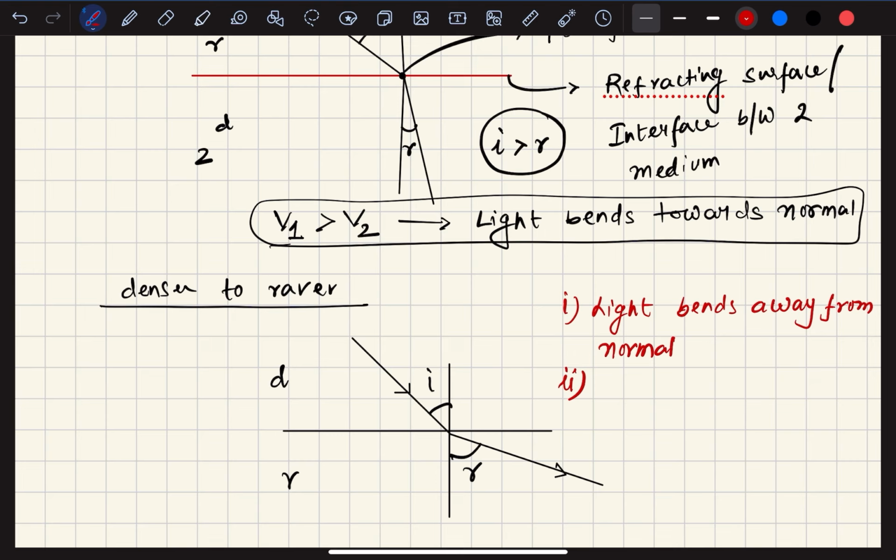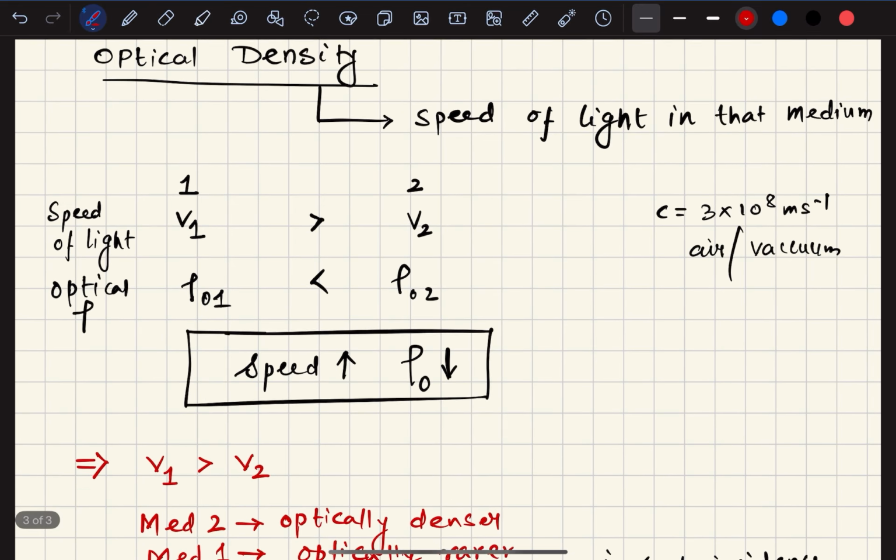Number 2, light speed increases. That is, V2 is more than V1. Tick. Number 3, angle of refraction is more than angle of incidence. So these are the 3 things that are happening when there is a light which is going from denser to rarer medium. Please note, do not forget this.